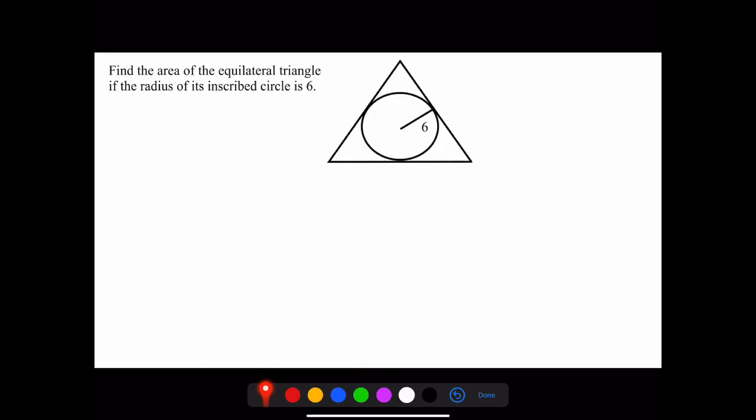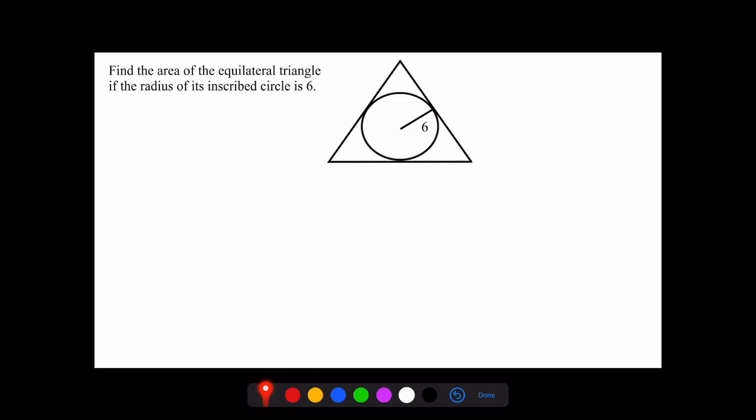Here's a difficult one. So I want to find the area of the equilateral triangle if the radius of the inscribed circle is 6. So go ahead and take a second, pause the video if you need to, try this one out, take your time on it. Very similar to the other ones, just a little bit difficult.